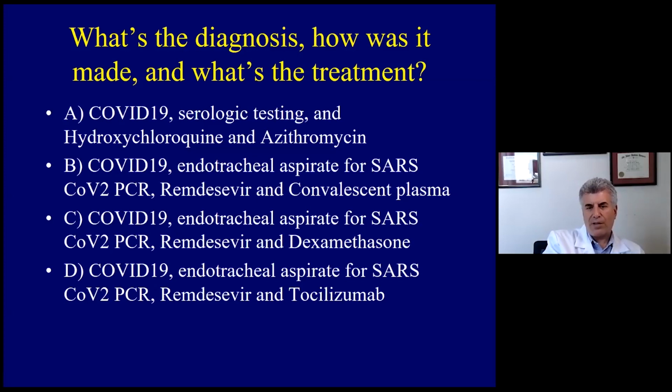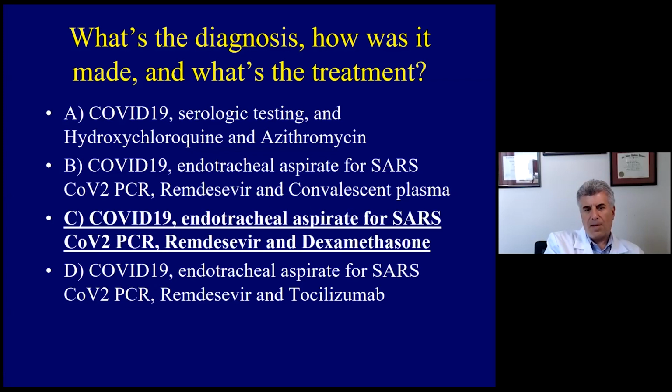We did an endotracheal aspirate for SARS-CoV-2 PCR, but started him on remdesivir and dexamethasone. Or D, that this is COVID-19. We did an endotracheal aspirate for SARS-CoV-2 PCR and started him on remdesivir and tocilizumab, which is the IL-6 receptor antagonist. And if you said C, I think that's the best answer right now, and that's what we did.